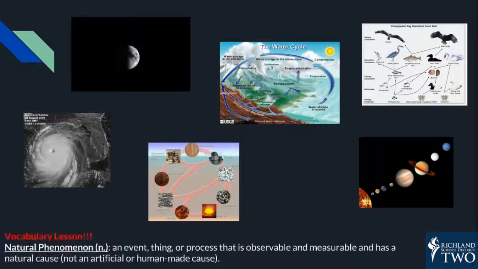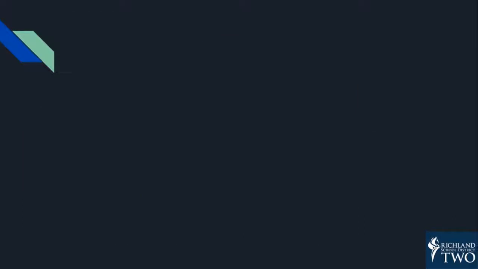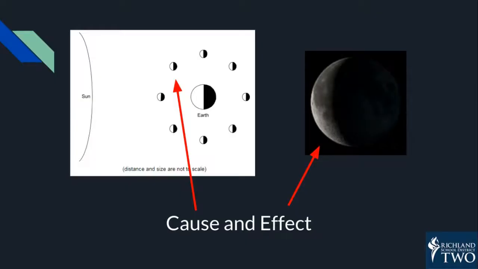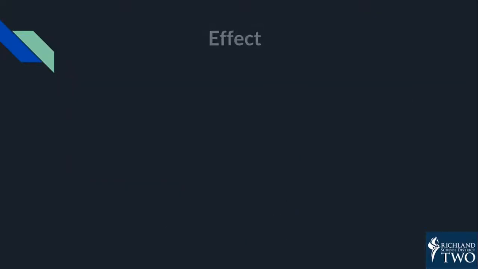A natural phenomenon is some sort of process that occurs in the natural universe that happens because something specifically causes it to happen. When scientists try to figure out why these natural phenomena happen, they are investigating something called cause and effect. What do we mean by cause and effect?